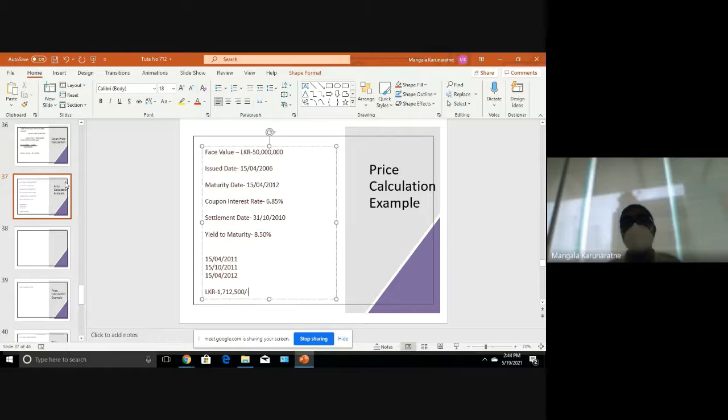The settlement date is 31/10/2010. Now this is the last coupon. How many days are there from the last coupon to 31/10/2010? The last coupon was 15/10/2010. I write it here, but we are not actually considering it because it is already gone. So from here to the 31st, how many days? Let me know the number of days.